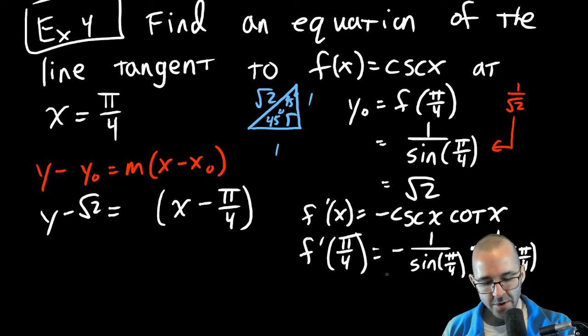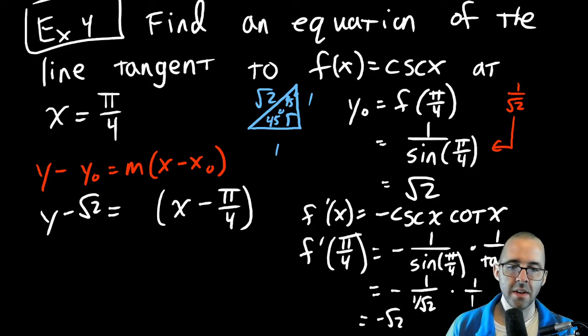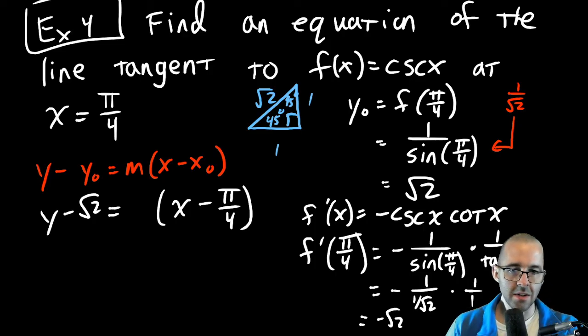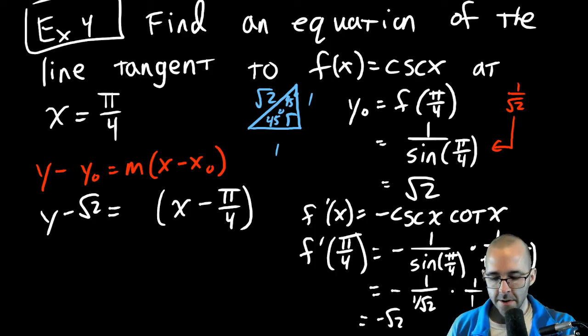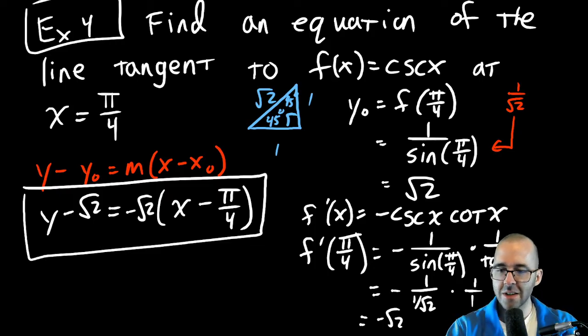So again, sine, just like before, is 1 over root 2. Tangent of pi over 4 is just 1. So actually, it just simplifies to negative root 2. Right? The reciprocal of root 2 is just root 2. And then the reciprocal of 1 is just 1. Multiply it out. So if I didn't make any more mistakes, this should be the equation of our tangent line.